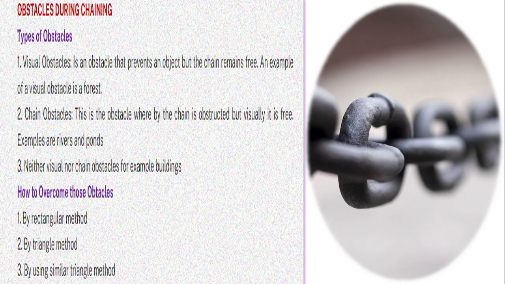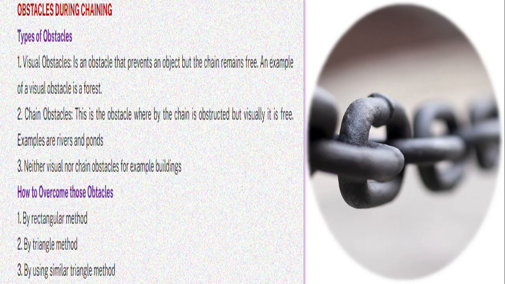Now, the various types of them. The first one is the visual obstacle. These visual obstacles are the obstacles that prevent seeing an object, but the chain remains free. Meaning that these obstacles obstruct an object from clear measuring using the chain, but the chain is able to carry out the process.